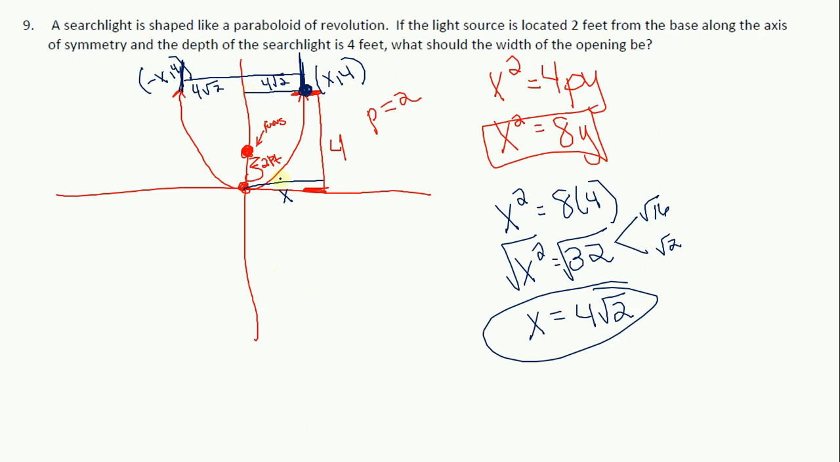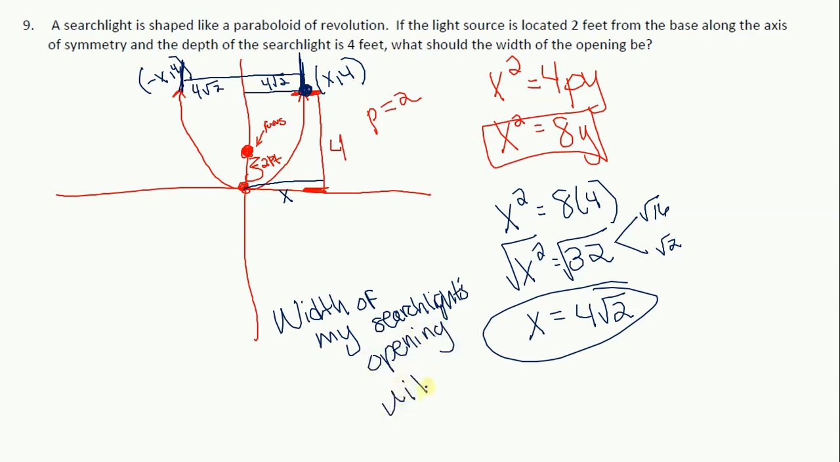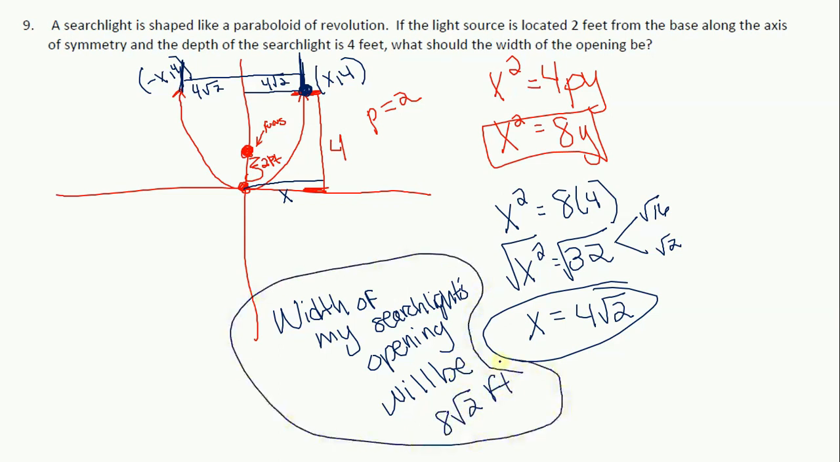So in this case, I know that the width of my light opening will be 8 square roots of 2 feet, which would roughly turn out to be probably just a little over 12 feet.